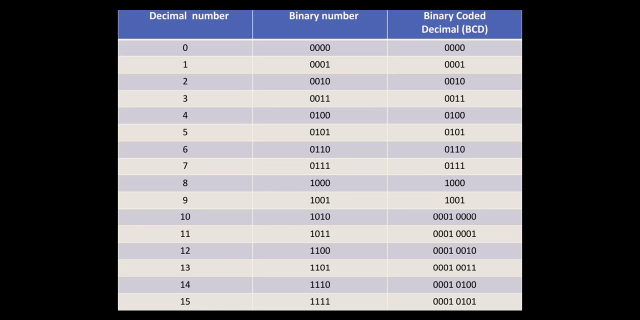Next example, if you want to represent 12, we can apply the BCD representation. Here the binary equivalent value of 1 is 0001 and the binary equivalent value of 2 is 0010. So this is the way we can represent BCD code using decimal numbers.